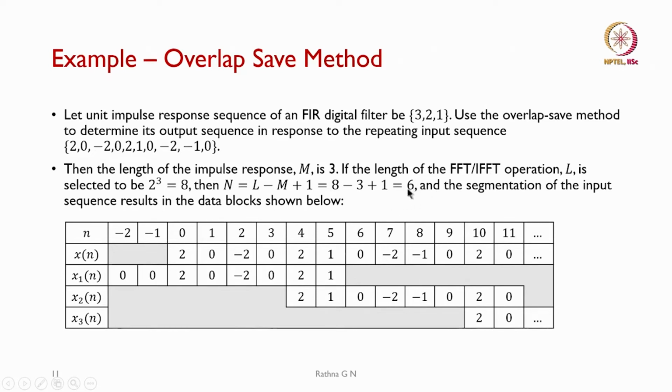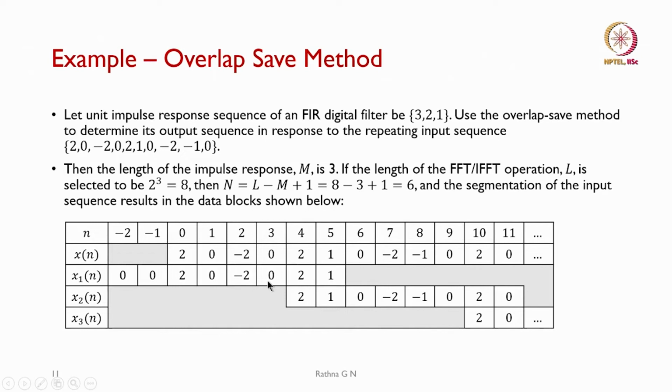This is how we arrived at 6 in the previous case also, and the segmentation of the input sequence results in the data blocks shown here. We name the index starting at minus 2, minus 1, because we need M minus 1 zeros to be padded before the input sequence, and then the input starts from 0 onwards. So, our input is 2, 0, minus 2, and so on, which is the complete x of n. x1 of n goes up to here, padded with 2 zeros, and then we take 6 samples: 2, 0, minus 2, 0, 2 and 1 are the values assumed.